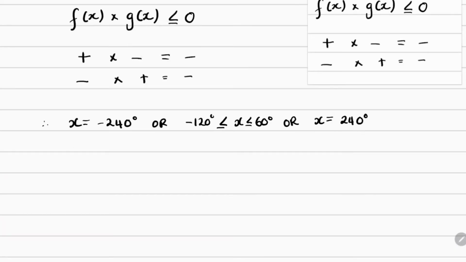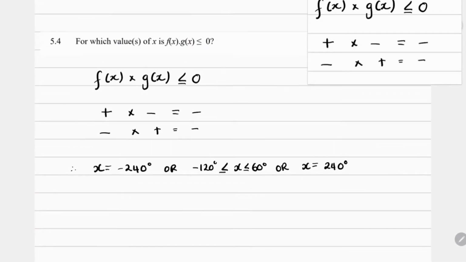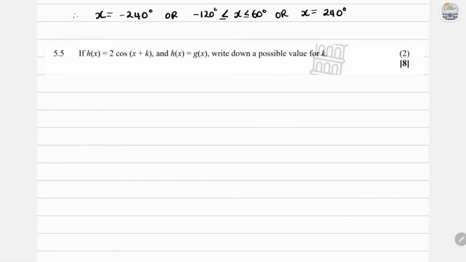Okay, and then we move on to the last question, which is 5.5. And now we are on 5.5, and it says if h of x is equal to 2 cos x plus k. So this is a new graph. It's a cos graph, and it's also shifted to the left or right. And we have a coefficient of 2 at cos. And they tell us h of x is equal to g of x. So the y values must be exactly the same. You need to write down the possible value for k.